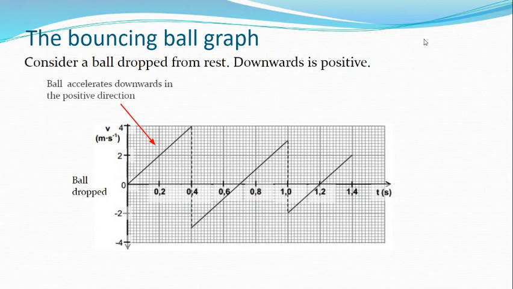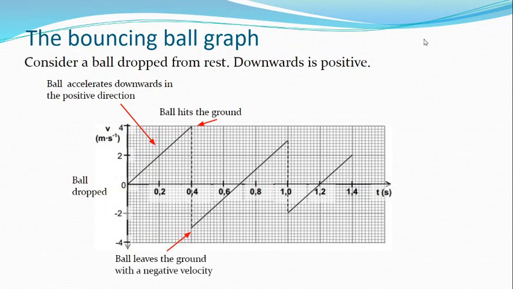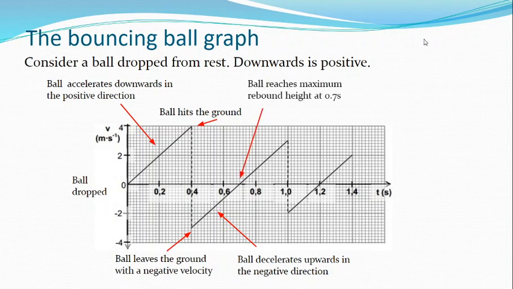So the ball is dropped, accelerates downwards in the positive direction, hits the ground, and leaves the ground with a negative velocity. It decelerates upwards in the negative direction until it reaches its highest point, its rebound height, at 0.7 seconds. Obviously we know it's at its highest point because its velocity momentarily goes to zero.